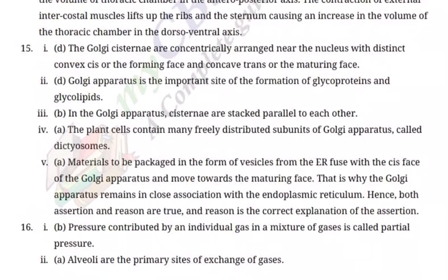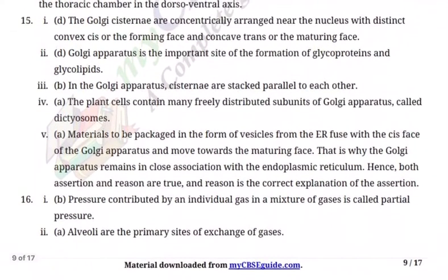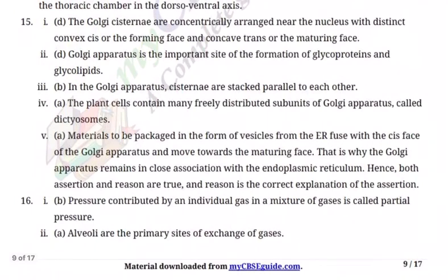Materials to be packaged in the form of vesicles from endoplasmic reticulum fuse with the cis phase of the Golgi apparatus and move towards a maturing phase. That's why the Golgi apparatus remains in close association with ER, endoplasmic reticulum. Hence, both assertion and reason are true, and reason is the correct explanation of the assertion. Now, another question, question number 16, again case study case.